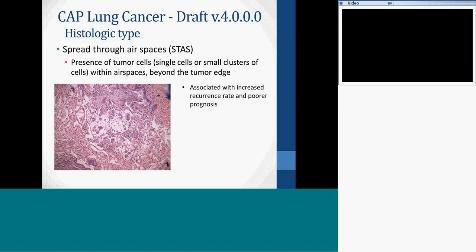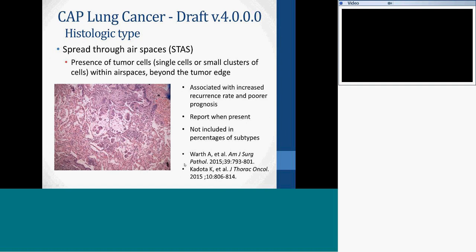The reason that this is significant is that in multiple studies, the presence of STAS seems to be associated with increased recurrence rates as well as poor prognosis. And so in the upcoming draft of the CAP lung cancer protocol, it's recommended to report this when it's present. However, it should be noted that STAS is not included when you're looking at different percentages of subtypes. If there's a bit of what looks like micropapillary tufting here in your STAS component, but no micropapillary component elsewhere, this would not be considered micropapillary for the purpose of determining percentages of the subtypes. And here's just a couple articles from 2015 talking about the increased recurrence rate and poor prognosis in patients that exhibit STAS. That seems to be quite a strong predictor.